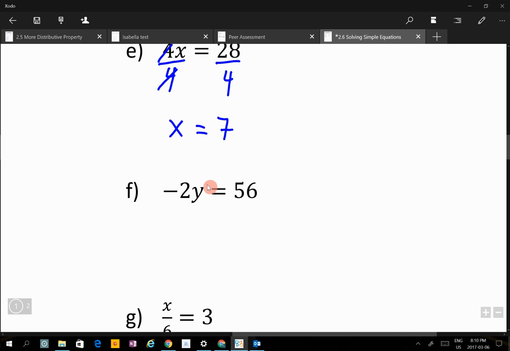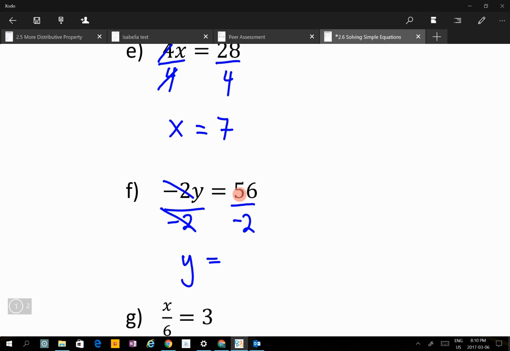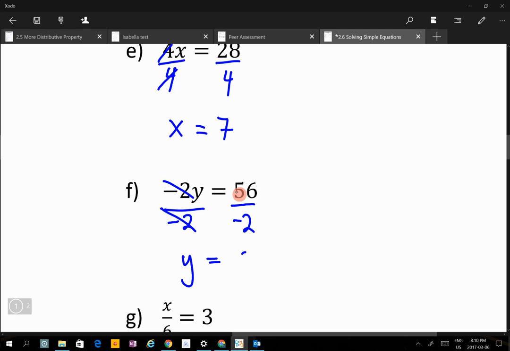Okay, negative 2y equals 56. So negative 2 times y equals 56. If I want to isolate y, I need to divide by negative 2, both on the left and on the right. Negative 2 cancels with negative 2, and I'm left with y. 56 divided by negative 2. You might need your calculator for this one. You'll find that it is negative 28. Don't forget the negative sign.